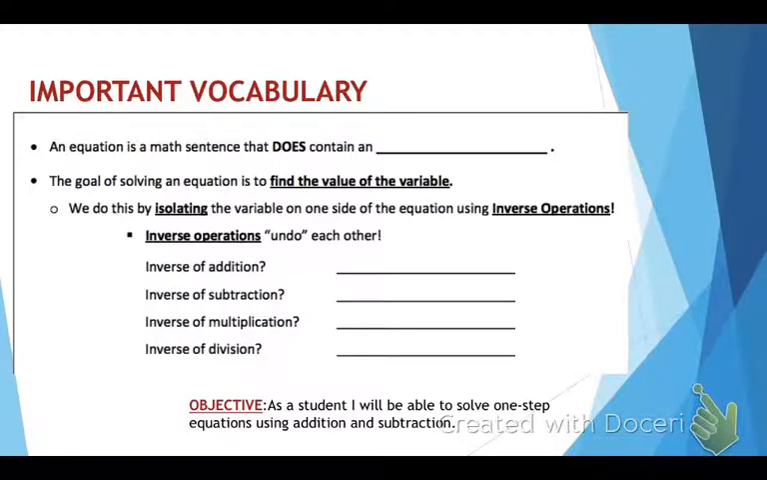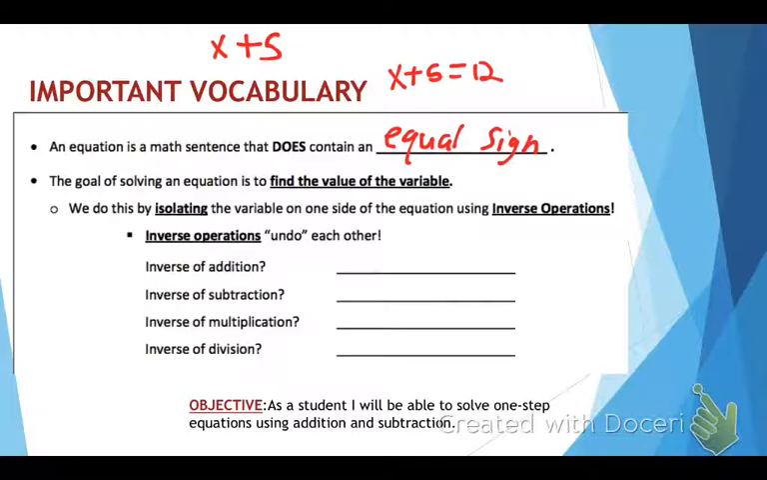An equation is very simple. It's a math sentence that does contain an equal sign, okay? It contains an equal sign. So you need to have that. Now, at the beginning of the year, we talked about expressions, and an expression did not include an equal sign. This was an expression, x plus 5, here at the top. But we can now make it into an equation. An equation would be something like x plus 5 equals 12. What's the difference? Well, the equation has an equal sign. The expression does not. So, just letting you know.